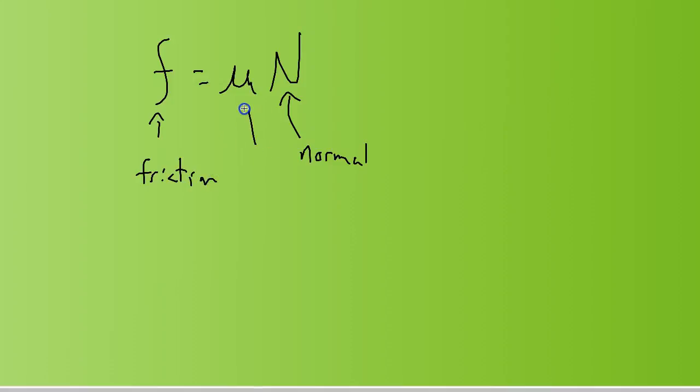then we call this value right here the coefficient of friction. I spelled it wrong. There you go. Of friction. Okay? And this is a property of surfaces. So different surfaces have different coefficients of friction. And these are approximations.